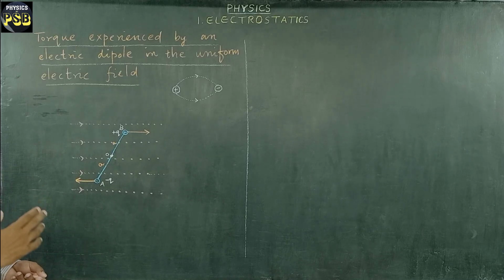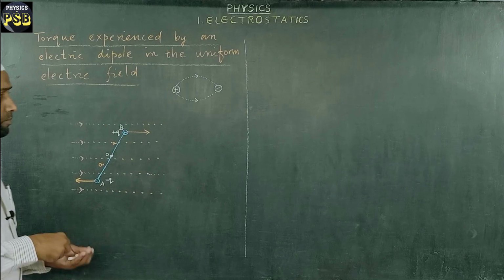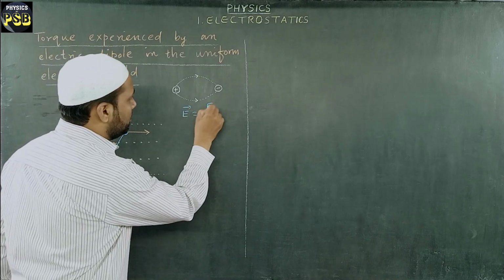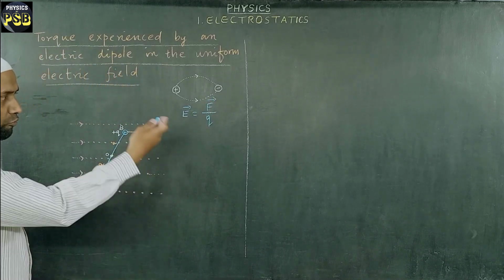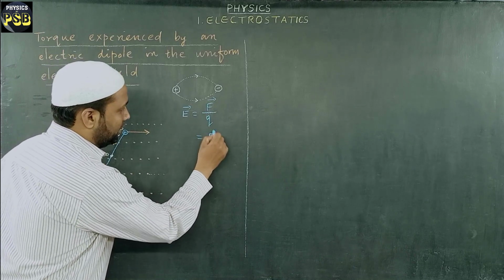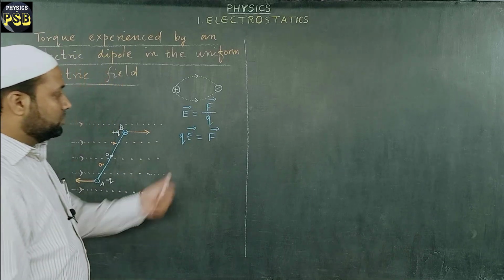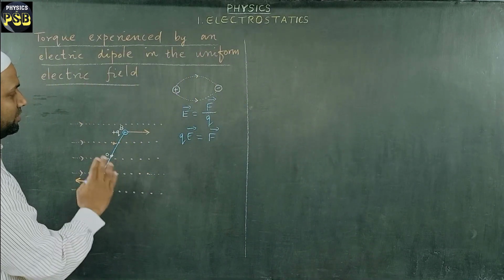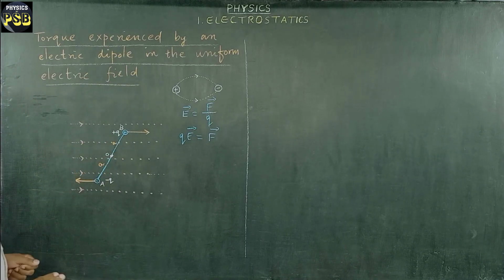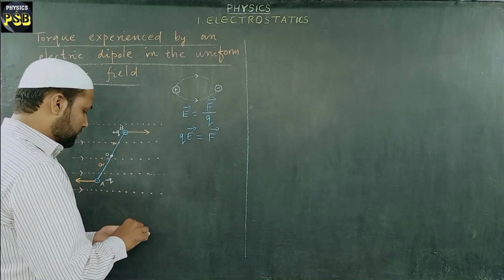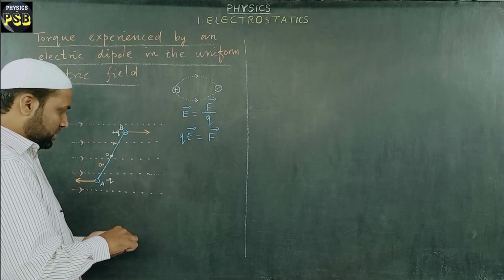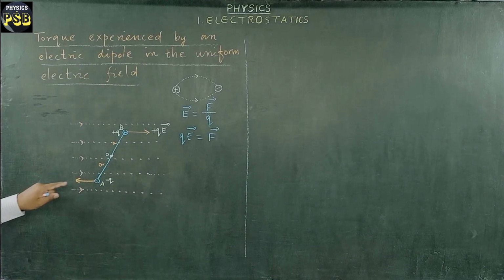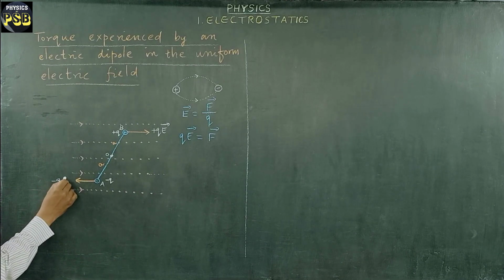We have learned this long ago in this chapter. We know electric field is nothing but force per unit charge. From this, if we cross multiply, we get this qE vector. This is the expression for electric force. This is the force experienced by these two charges in two different directions. Here, the force experienced by the positive charge is plus qE vector, and the force experienced by the negative charge is minus qE vector.